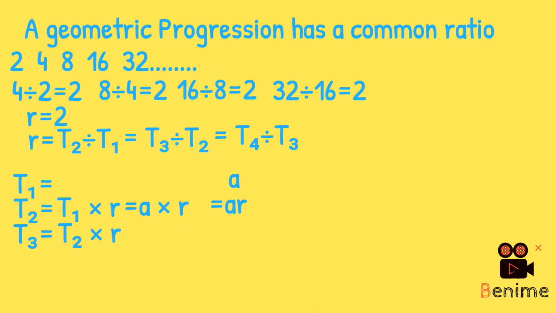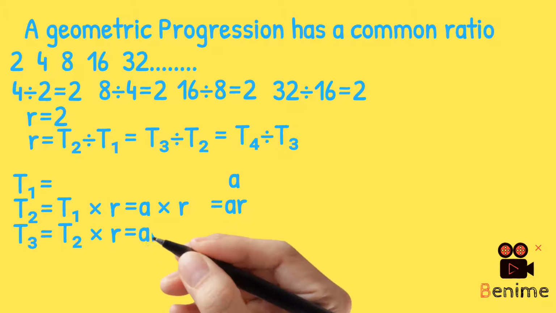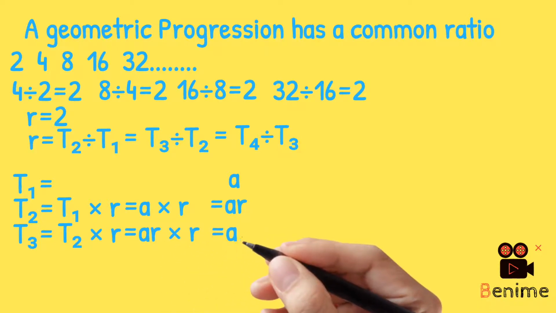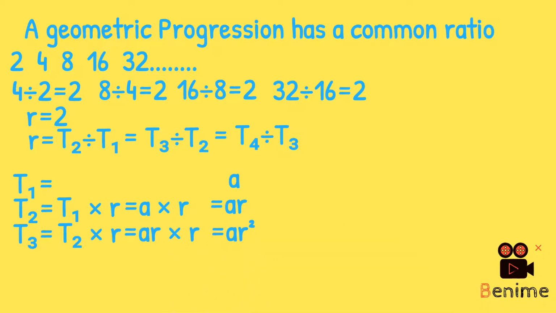That's T2 times R, which will give you AR times R, because T2 is AR. AR times R will give you AR raised to the power of 2. So T3 is equal to AR raised to the power of 2.